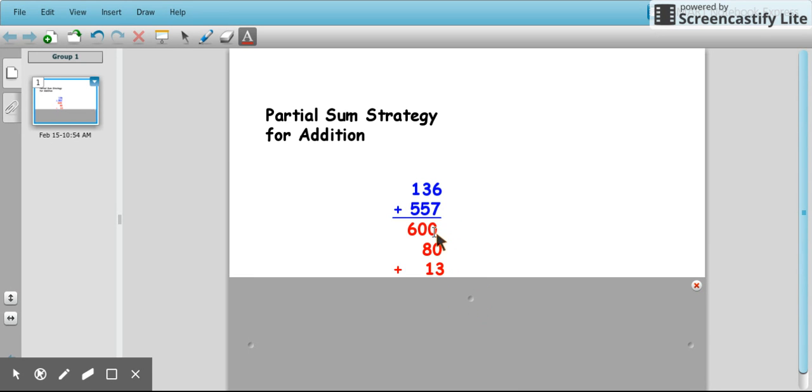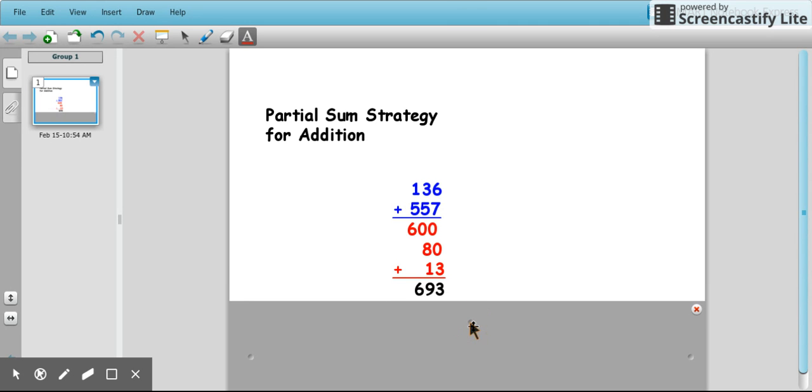And then what we do is we add all of those together. So this shows our work. It helps us make sure that we're trying to solve the problem correctly, and it helps us prevent those simple mistakes that we can easily make when we're doing computation. And then we're going to add 600 plus 80 plus 13, and we're going to get our answer of 693.